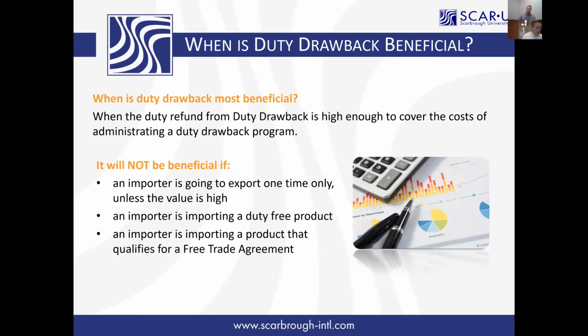Okay, so who can claim drawback? Generally, the exporter of the goods, or as the case may be, the destroyer can claim it. But those parties can assign rights to the importer or to any intermediate party. The only caveat being that the exporter or the destroyer has to take possession of the goods before they're exported. And once they're exported, you can apply for drawback.